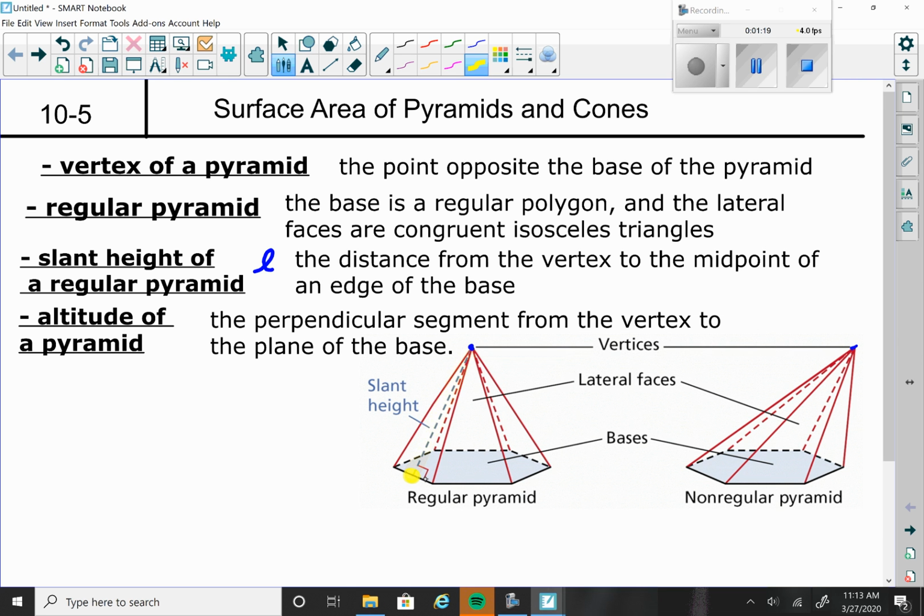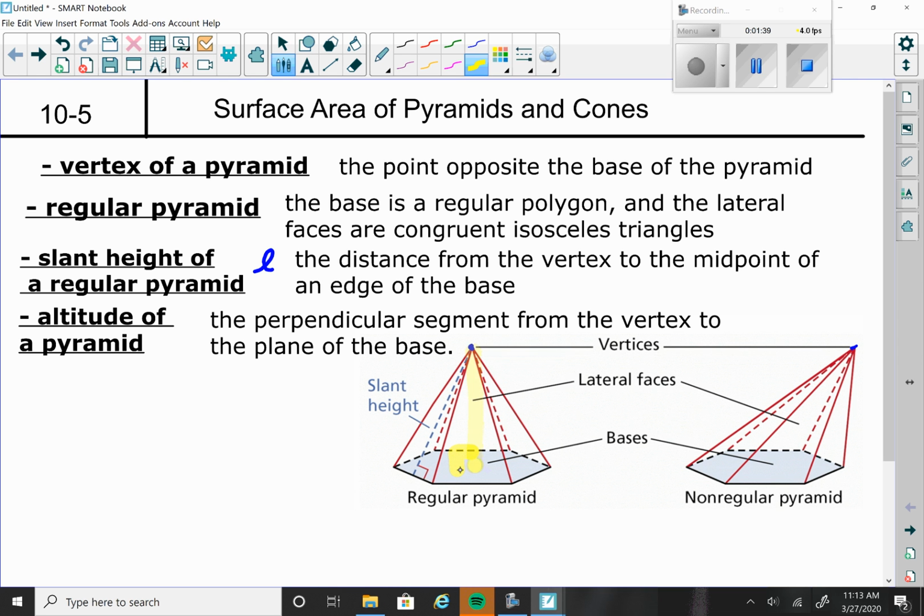So it's lying on the outside of the triangle, and it gives you the height of that triangular face. They use a lowercase cursive L for the symbol for slant height. So you're going to see that sometimes. The altitude of a pyramid, it's not drawn in the picture here, but you know that the altitude would go from that vertex down to the middle of the base, and it would be perpendicular to that base.